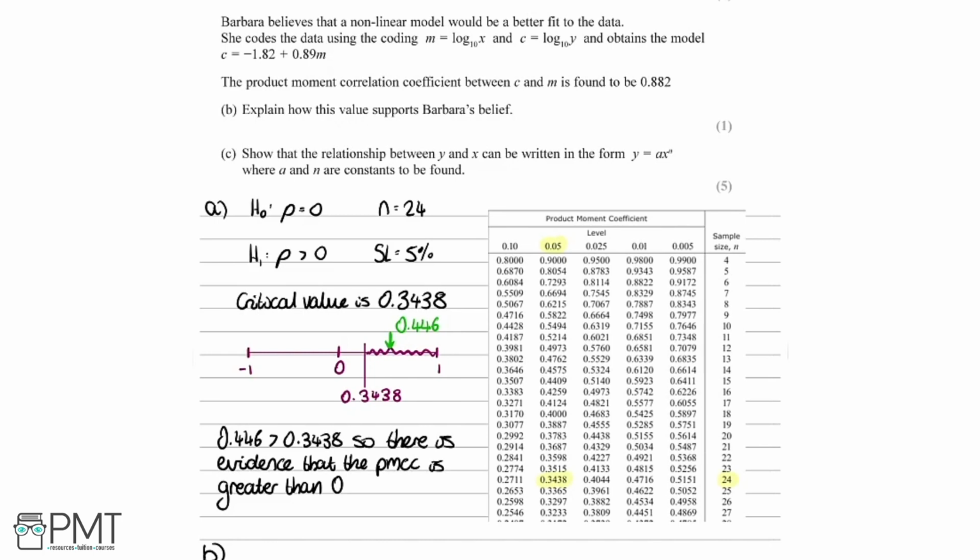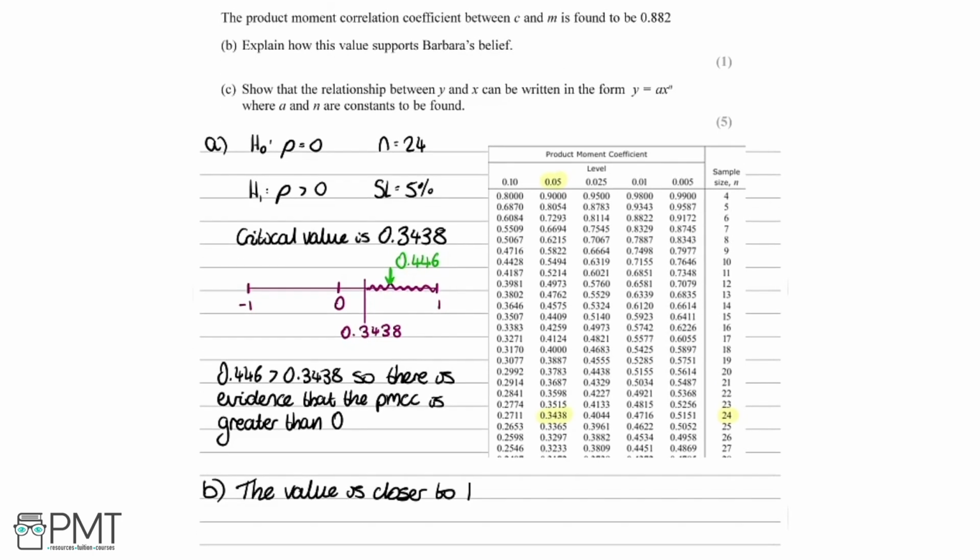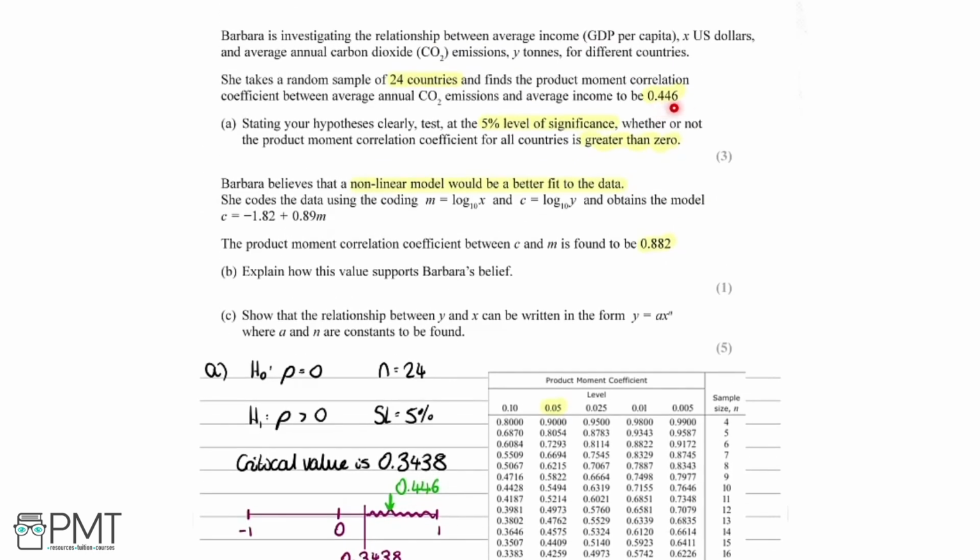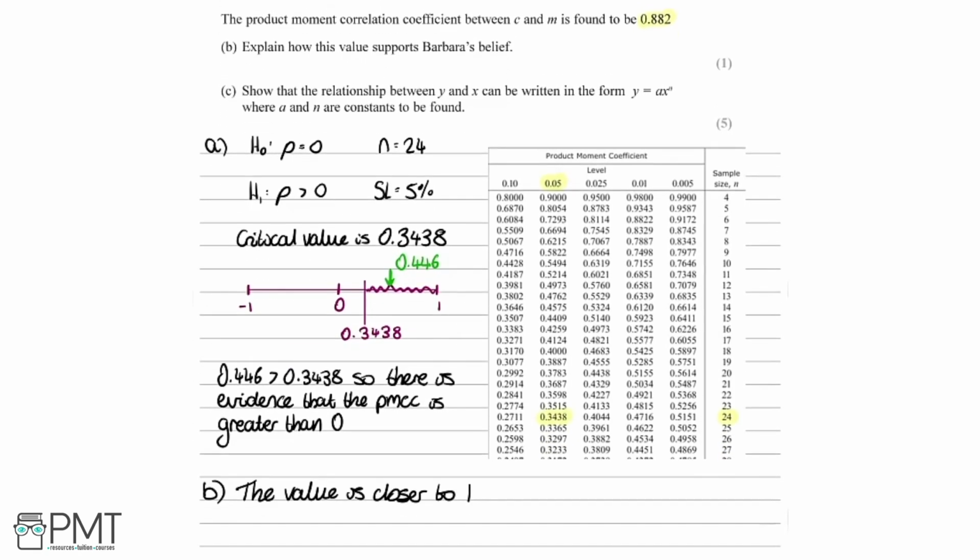Essentially, we need to explain why this value supports that a non-linear model will be a better fit to the data. So I'm going to say here that the value is closer to 1. We can see here it was found to be 0.882, but before it was only 0.446. And how the product moment correlation coefficient works, the closer the value is to 1, the stronger the positive correlation is. So in this case, because it's closer to 1, we know that it's likely to have been a better fit to the data. For part B, we get 1 mark here for saying something like the value is closer to 1, or there's a stronger positive correlation, something along those lines.